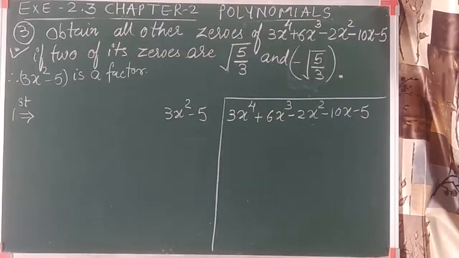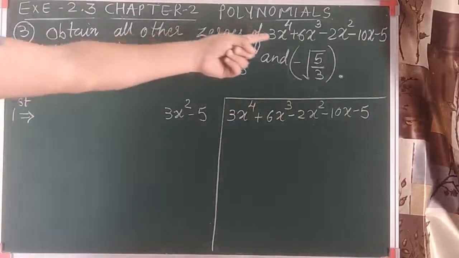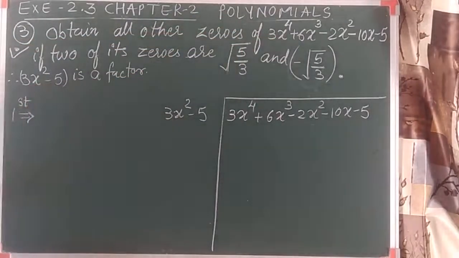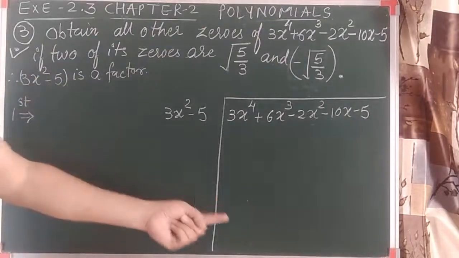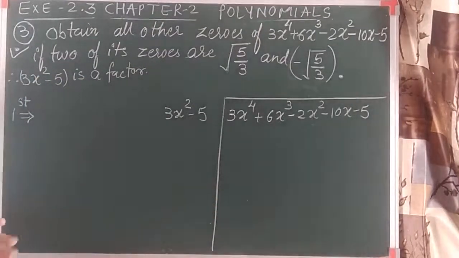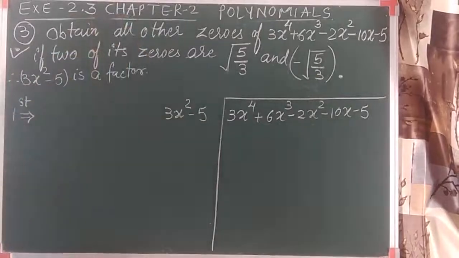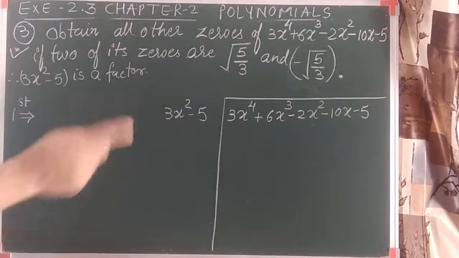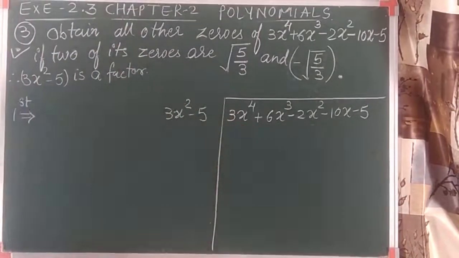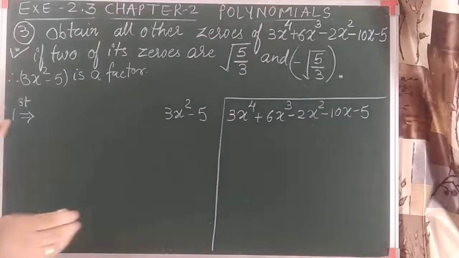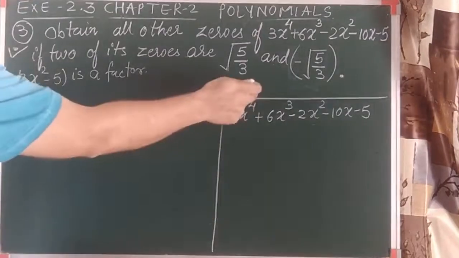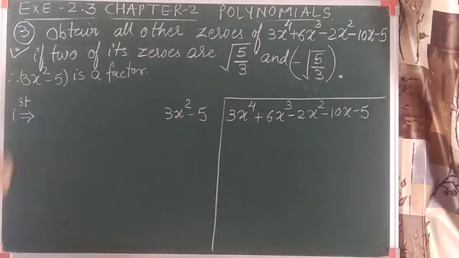As we discussed earlier, 3x square minus 5 is a factor of this polynomial. So how do we obtain the other two zeros? As it is a factor, obviously we obtain the remainder 0. So let's obtain the quotient. The quotient is also considered as one of the factors of this given polynomial. So let's do the long division method and obtain the quotient polynomial.